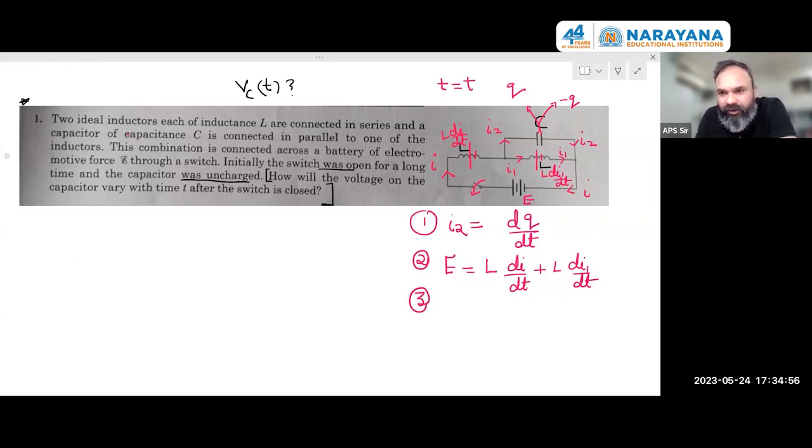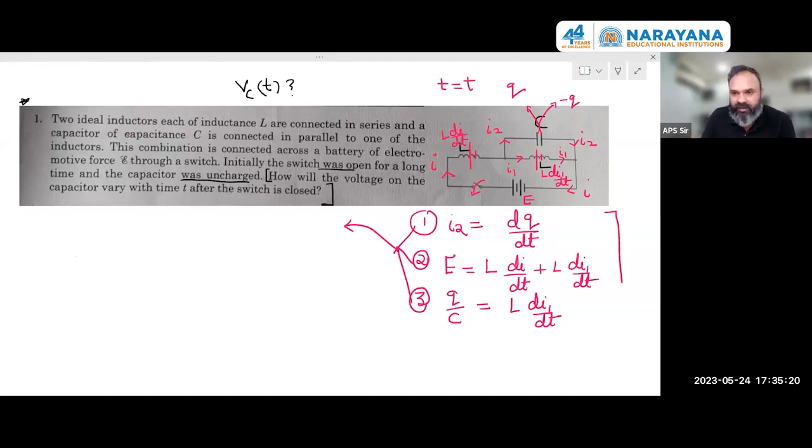And one thing I can do is equate the potential difference of these two branches. So I know that Q upon C is basically balancing L di1 by dt. That is, L di1 by dt will be equal to Q by C. These are the three fundamental equations which I can write in the problem. So it is a very straightforward problem once you understand that you can write these three fundamental equations.